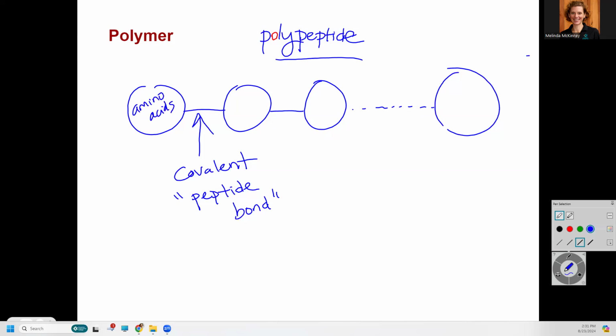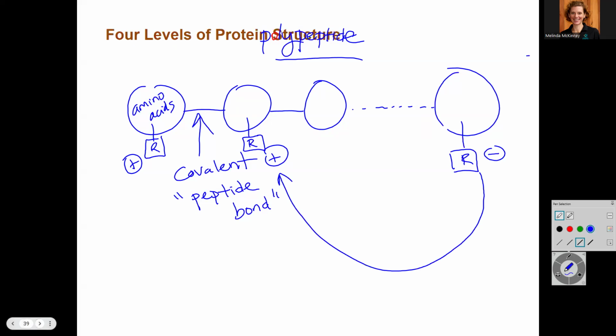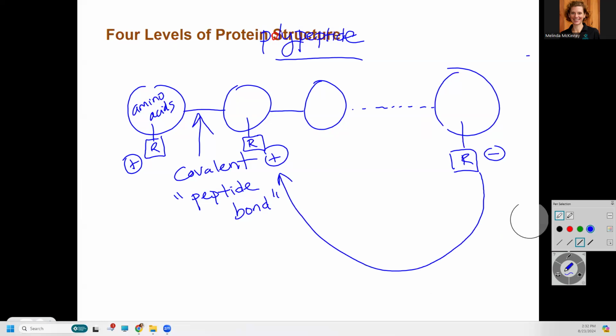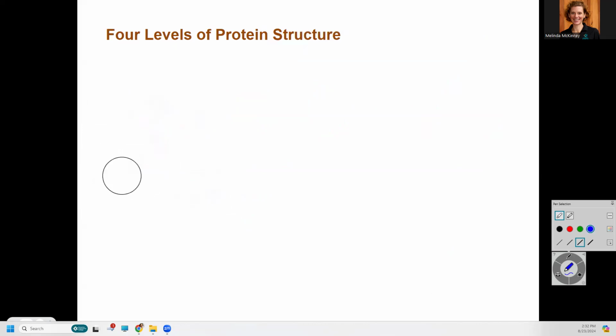Depending upon the R group on these amino acids, some parts of the molecule are going to be positively charged, and some parts are negatively charged. And so they'll actually interact and often fold back on each other. So there are actually 4 levels of protein structure. These are very complex molecules, or at least they have the capacity to be very complex. 4 potential levels of structure.